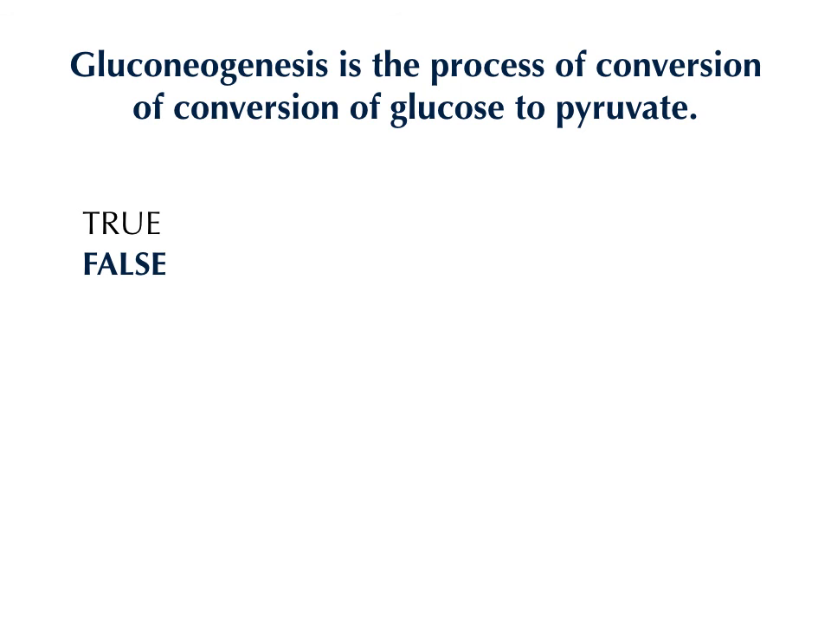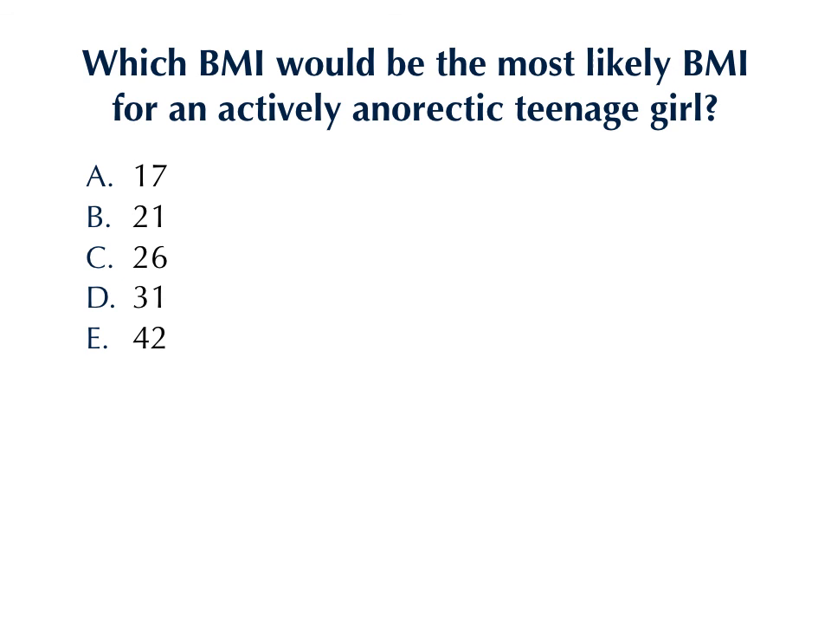All right. Which BMI would most likely be the BMI for an actively anorectic teenage girl? Okay, so she's actively anorectic. She's not recovered from this. Okay, that BMI would be 17, so it's below 18.5, right?